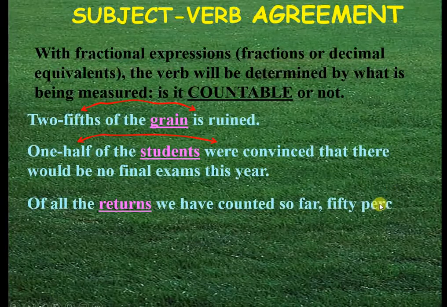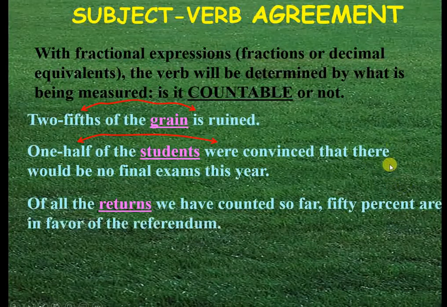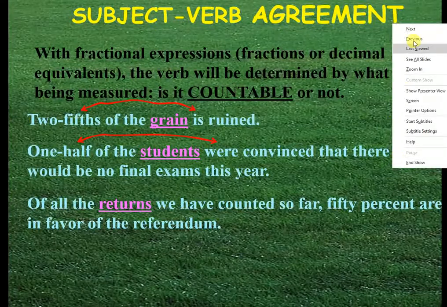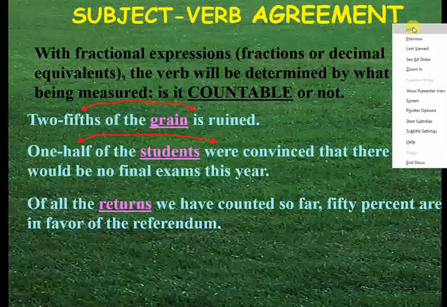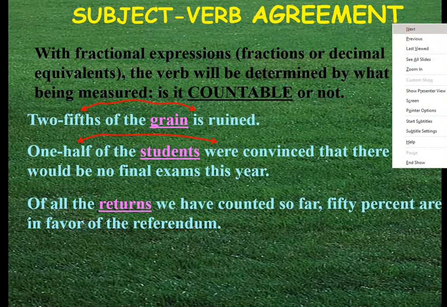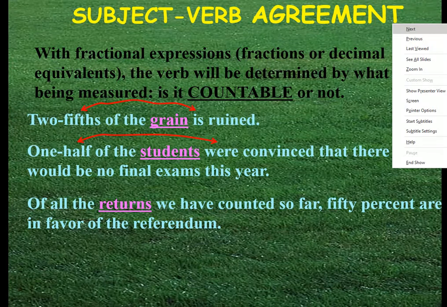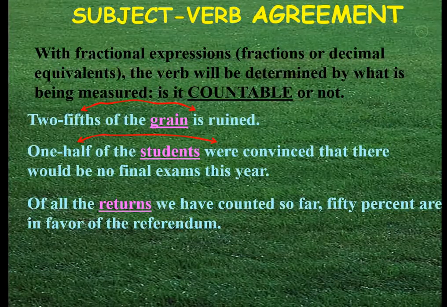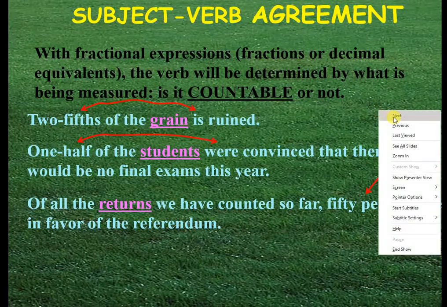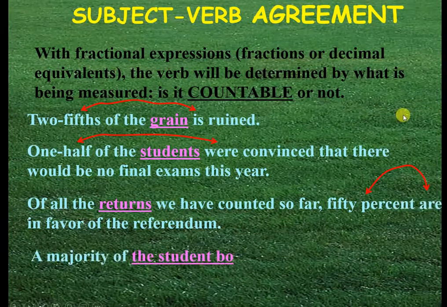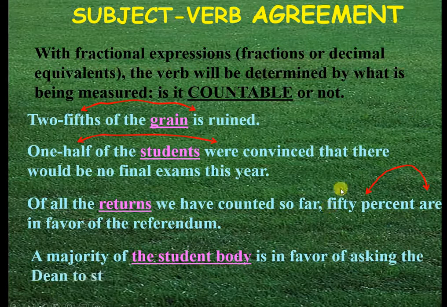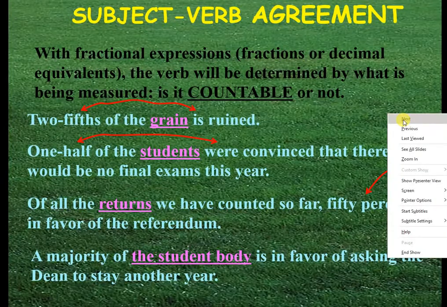All of the returns, okay, they're talking about voting. That's countable. Of all the returns, 50% are in favor. Okay, so this is a singular uncountable idea, the student body, even though it refers to more than one student.